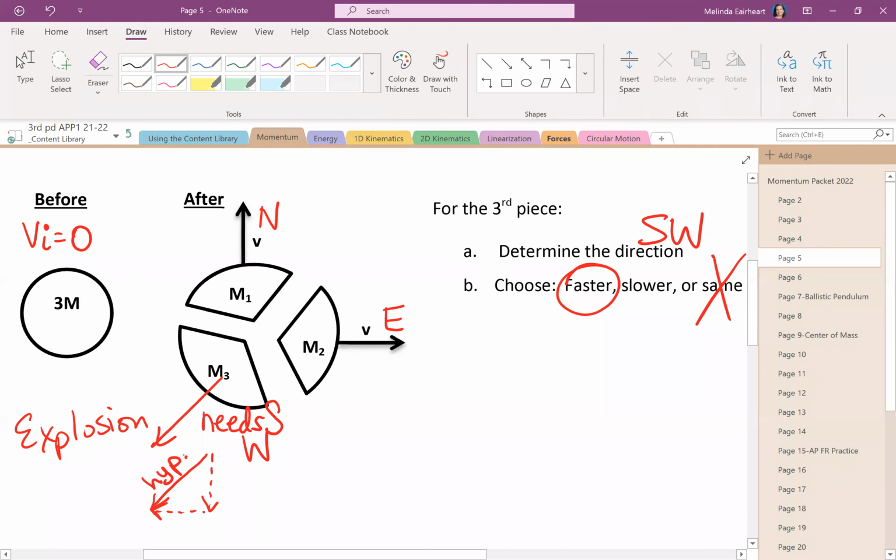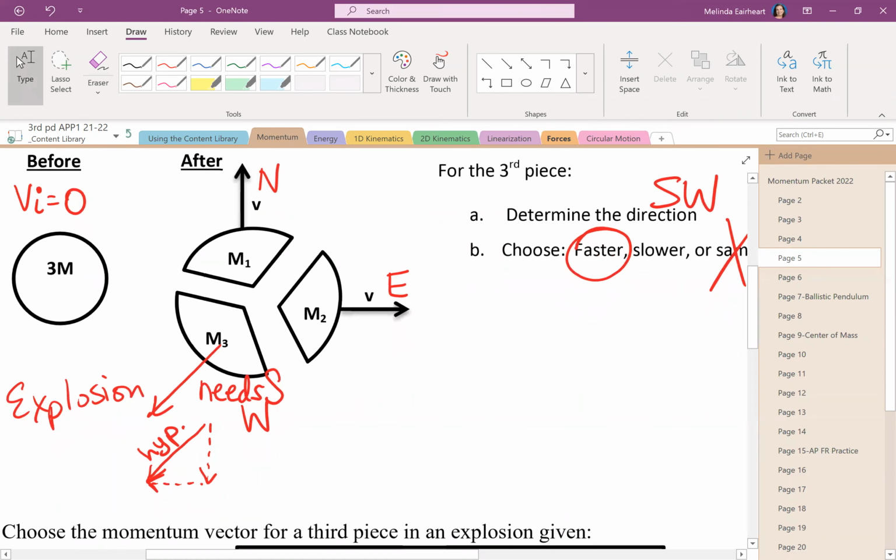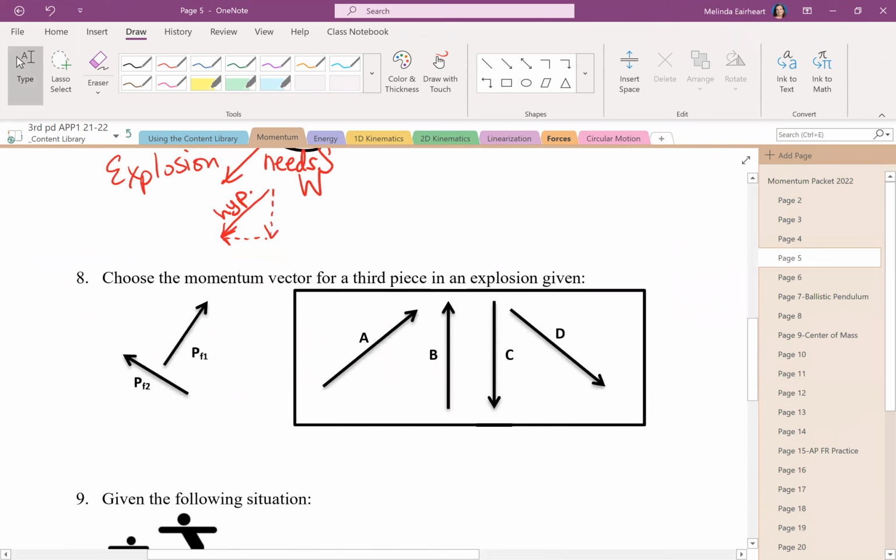Okay, so it's going to be moving faster. Yes, it'll go off at an angle. Think about billiards, right? Now, it's not totally an explosion, but if you hit with the cue ball, you can get angles. Okay, let's keep going here.